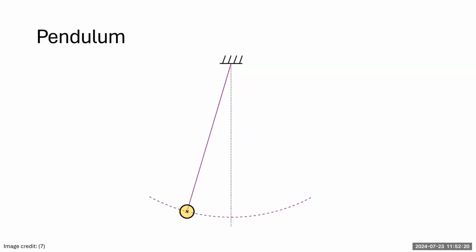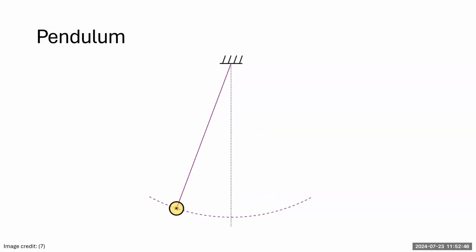So again, just for examples, we could change probably the mass at the end of the string. We might change the length of the string. We might change the initial angle or initial displacement. Or maybe we could change the strength of gravity. Any of those things, and possibly others, are different variables that might affect the time it takes to complete one full swing.